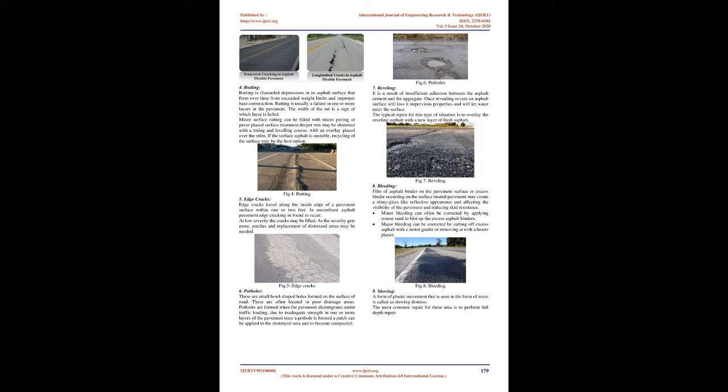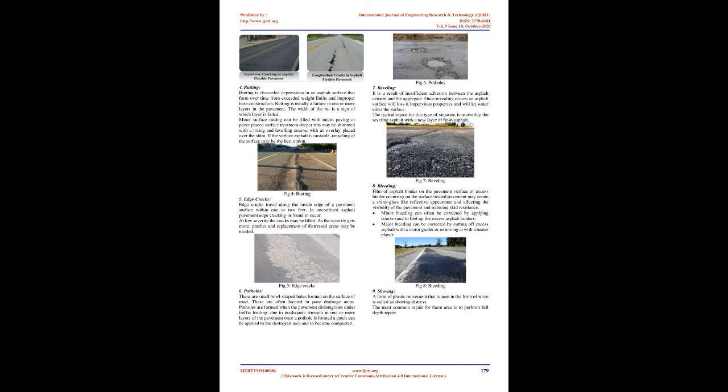6. Potholes. These are small bowl-shaped holes formed on the surface of the road. These are often located in poor drainage areas. Potholes are formed when the pavement disintegrates under traffic loading, due to inadequate strength in one or more layers of the pavement. Once a pothole is formed, a patch can be applied to the destroyed area and compacted.